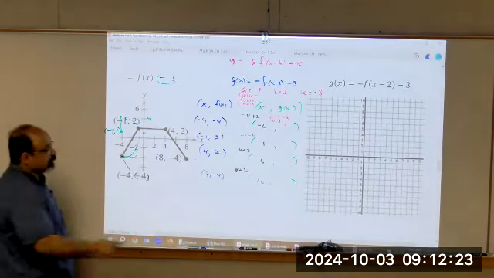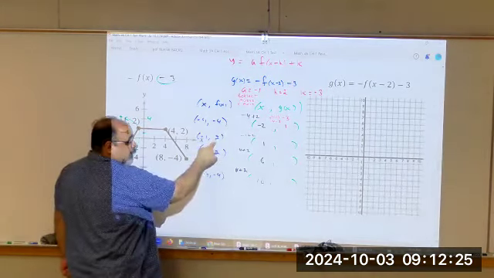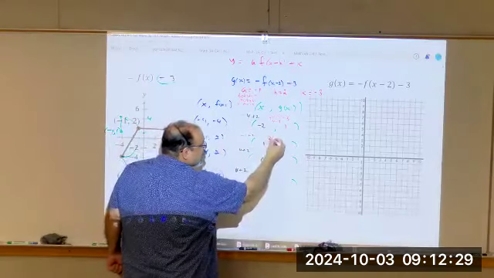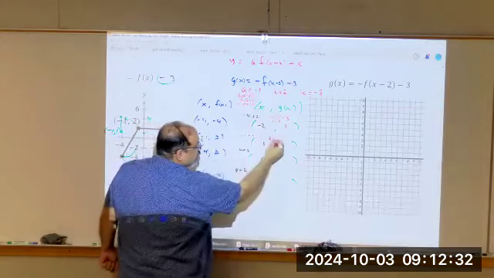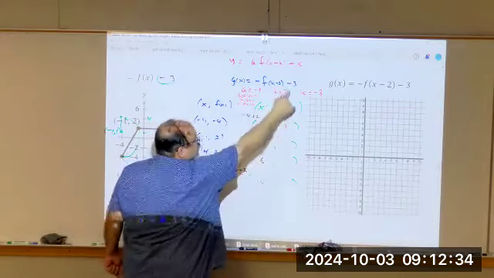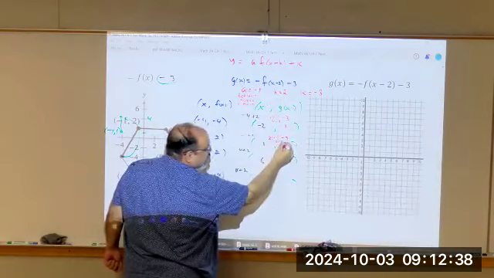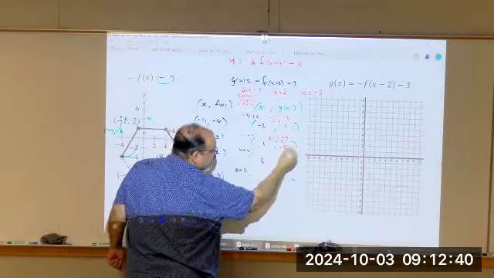And then this multiplies to 2. So we take this +2. We have to multiply by a, which is -1. And then you subtract 3. So -2 minus 3, this is going to be -5.